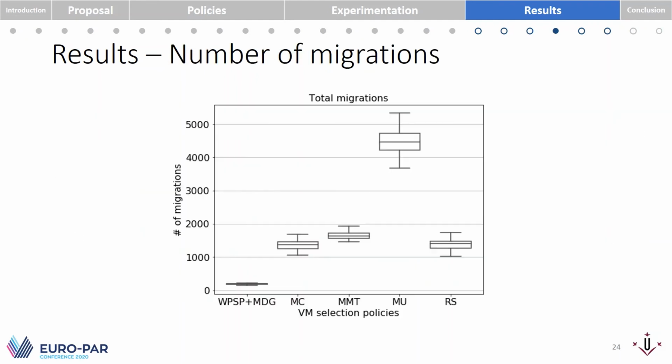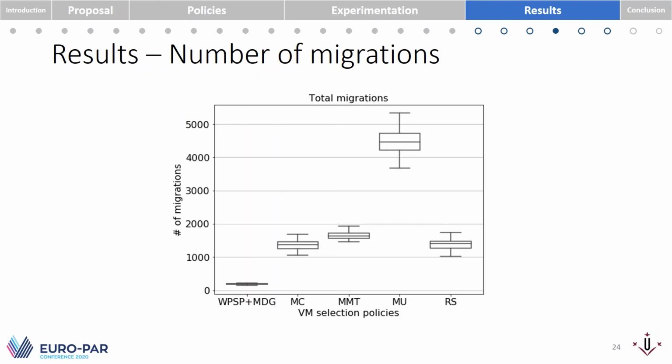The most important metric, where WPSP shines, is the number of migrations, reducing in 89% the number of migrations on average. This demonstrates that WPSP migrates the most influential VMs, who really are provoking the CPU saturations. Moreover, the migrated VMs have a low impact on network, and if it is not enough, MDG will move the VMs to near hosts to avoid dispersion.